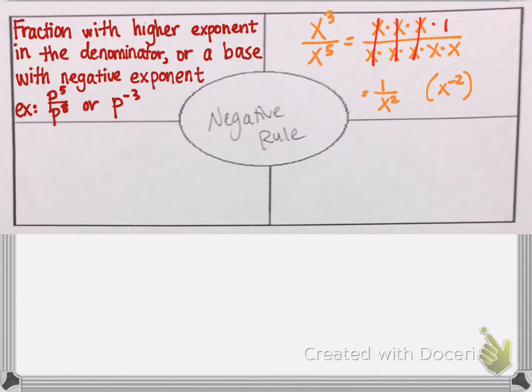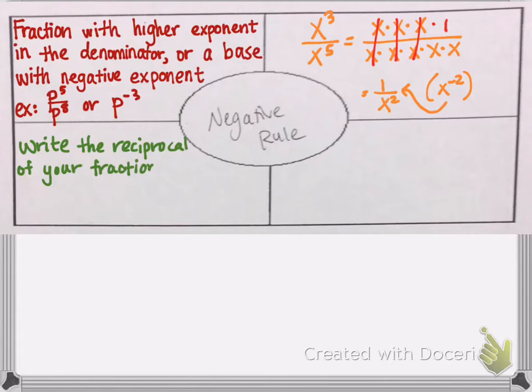Okay, so this, if I had subtracted with the quotient rule, would have ended up at x to the negative 2, and these two things are the same. So what you're going to notice is I can take this, flip it, write the reciprocal, flip it into the denominator, and then I can switch that exponent from a negative 2 to a positive 2. So let's write that rule down here. It says write the reciprocal of your fraction and then switch your exponent to positive.